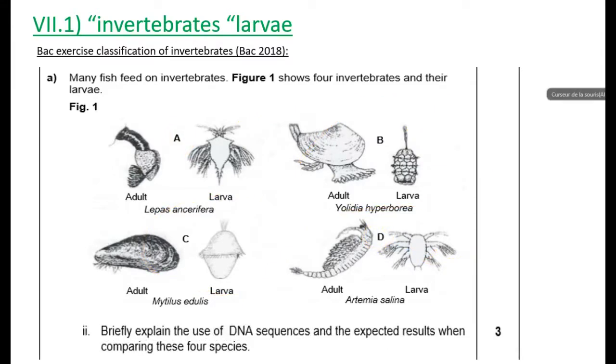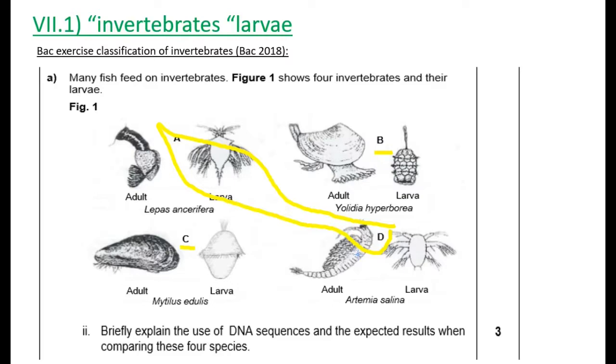Very rapidly, question 2: briefly explain the use of DNA sequences and the expected results when comparing these four species. Well, based on our observations, it would seem logical that species C and B have closer DNA sequences. That is to say that they would have fewer differences, fewer mutations that are different, so very similar sequences. And the same would go for A and D.